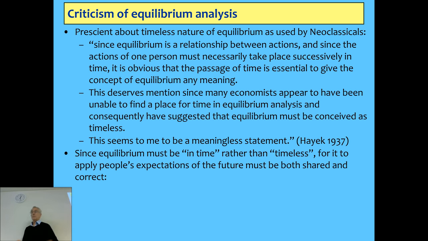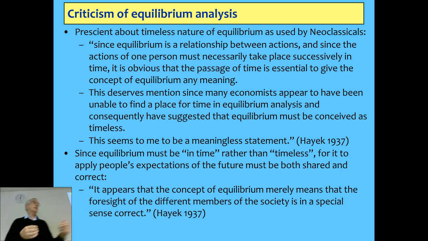So for people to actually reach equilibrium, which the neoclassical model assumes they do, everybody has to have the same foresight and they have to be correct. And you can see that to some extent in what I showed you from Jabril, which is written virtually 20 years after, more than 20 years after Hayek's writing here.